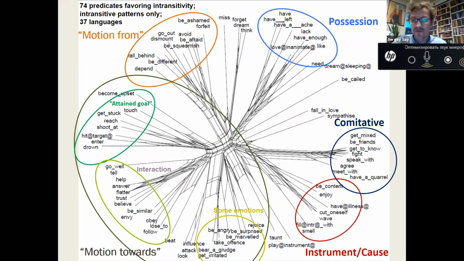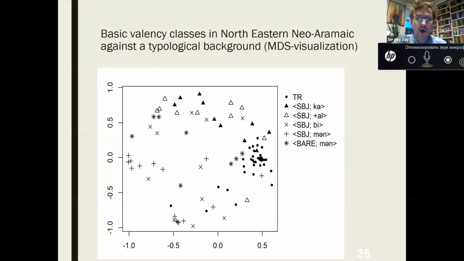This visualization is fully based on empirical results. So verbs that are located close to each other are verbs that typically, or at least frequently, pattern together in terms of their syntax. You can also explore language-specific patterns against a certain typological background. For example, I personally studied a certain Neo-Aramaic variety, and I had an impression that there are like two prepositions that are very similar to each other.